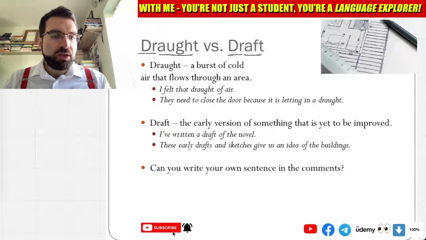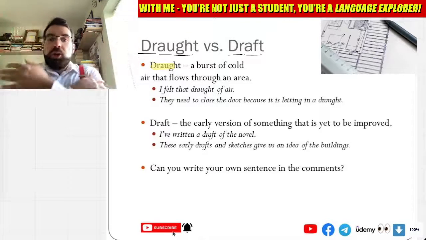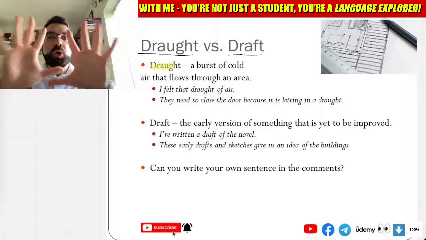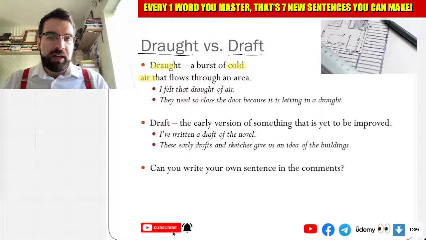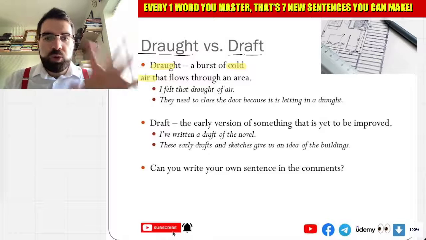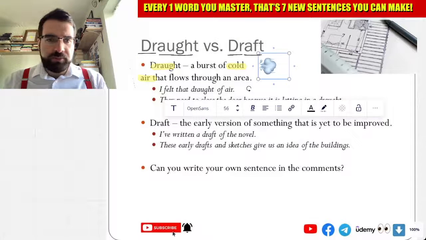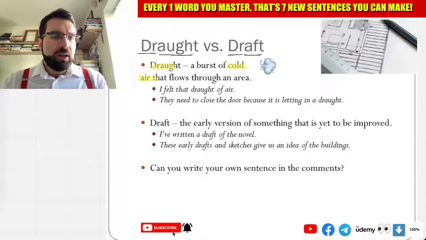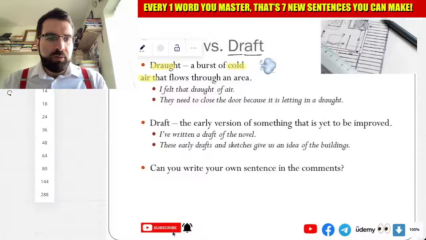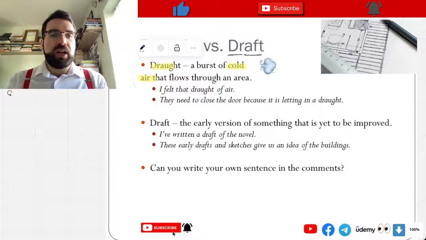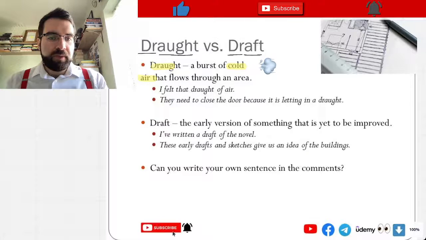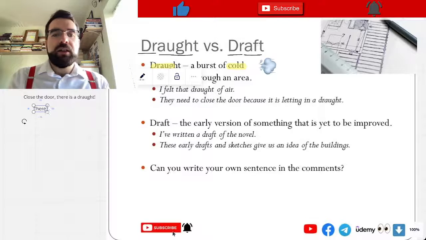Draft. So, draft, a burst of cold air that flows through an area. Cold air. Let's say wind. There we are. Very good. Close. We could say close the door. There is a draft. A draft. There's a draft of air. There is a cold draft of air.